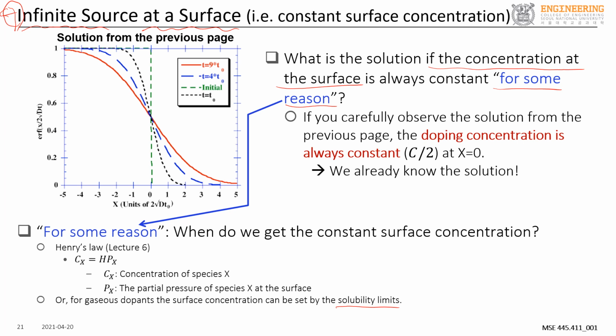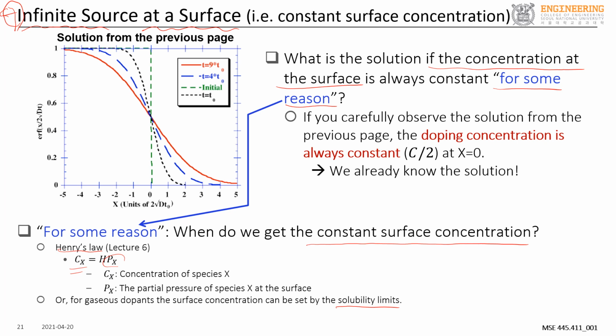And also in lecture 6, we talked about Henry's law for the gas phase. So it's a similar concept. For a given pressure, you will get some equilibrium concentration at the surface as well. So that's how you maintain a certain constant surface concentration, because outside of the surface you have some kind of infinite source which helps you to maintain the maximum concentration at the surface.